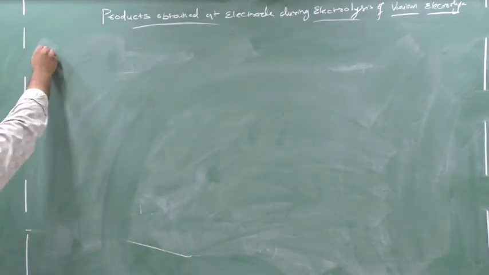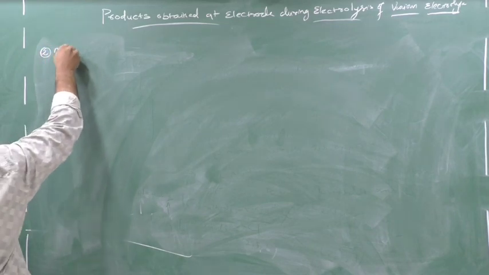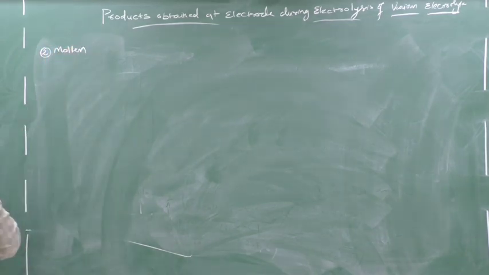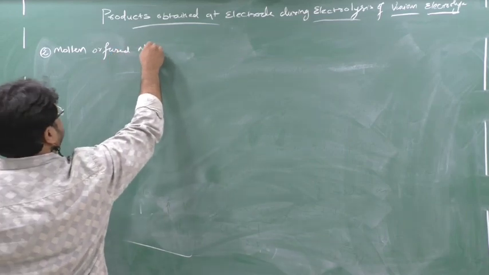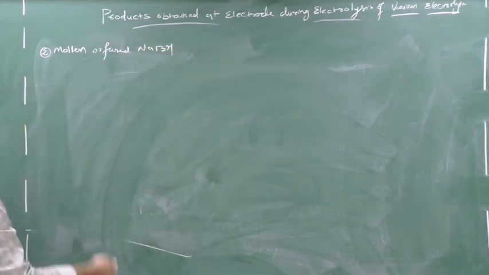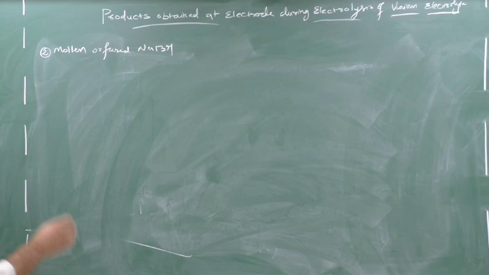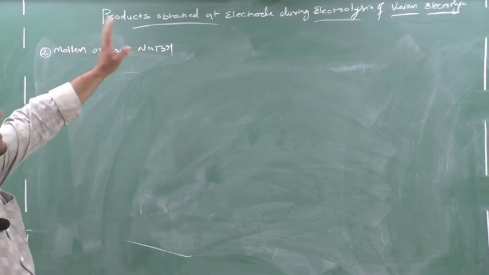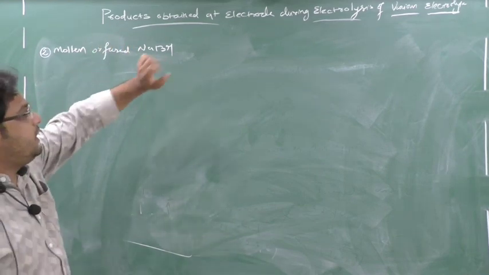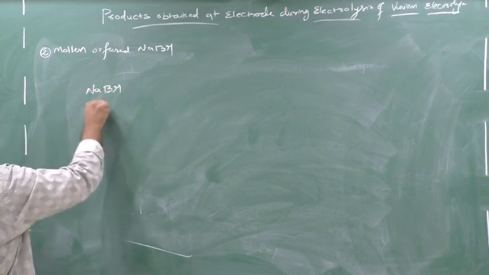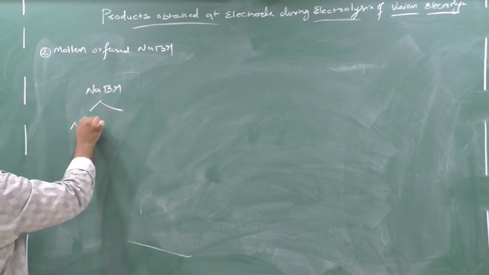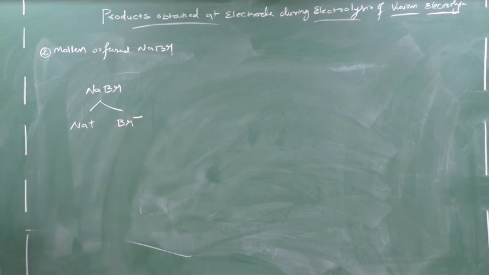So see here, second, I will go for molten or fused. Both names are the same, okay? Fused NaBr. Clear? So how to do this? The question remains the same: what are the products obtained at the electrodes during electrolysis of NaBr? Now see here, NaBr. So we will split this into Na+ and Br-.